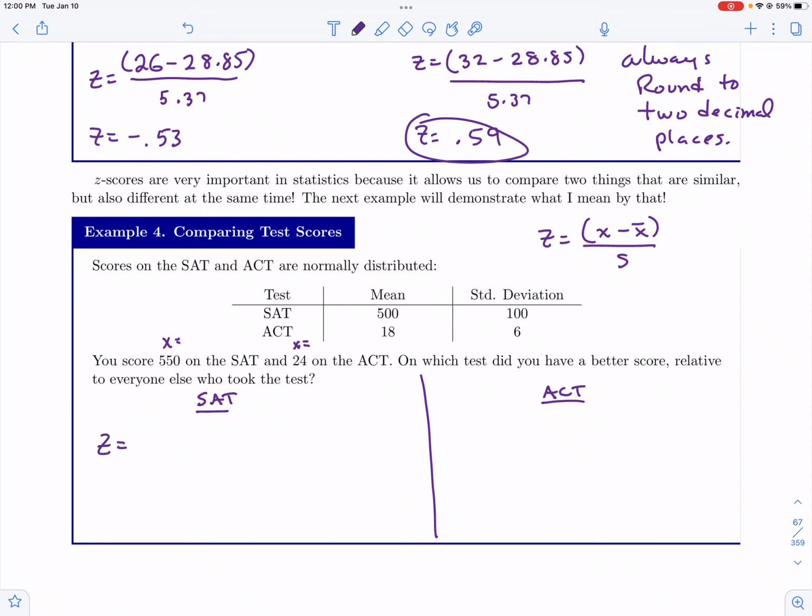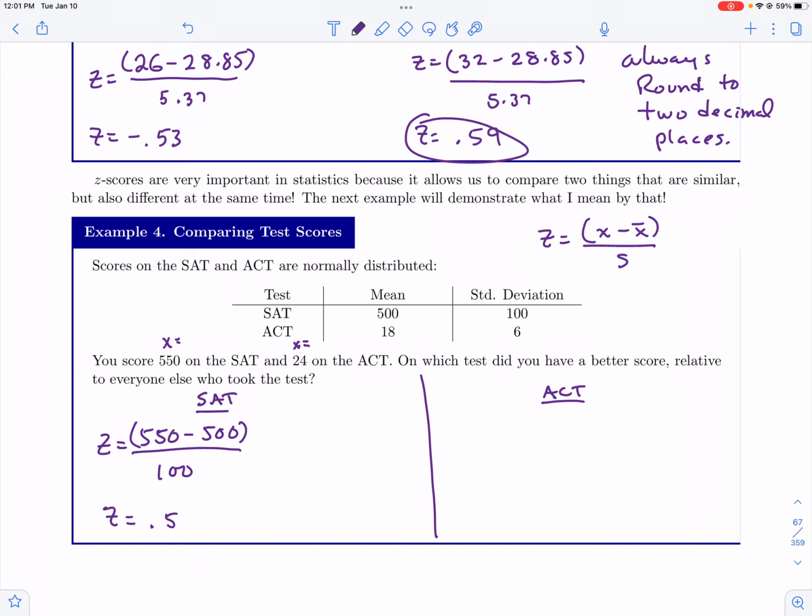So we're going to get z equals 550 minus our mean of 500, all divided by our standard deviation of 100. When we type this in the calculator, it looks like we get a z-score of 0.5 for our SAT score. So not bad, it's definitely above the average, so it's not way out in the 3 range. It's not necessarily one of the highest SAT scores, but it's definitely bigger than average, which is good.